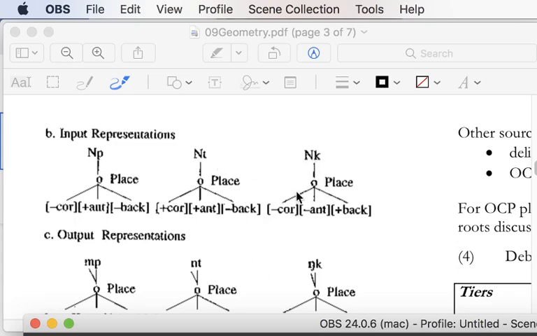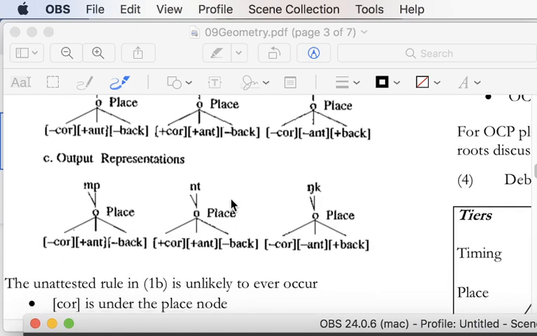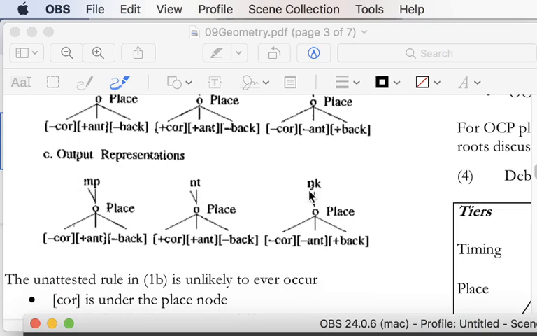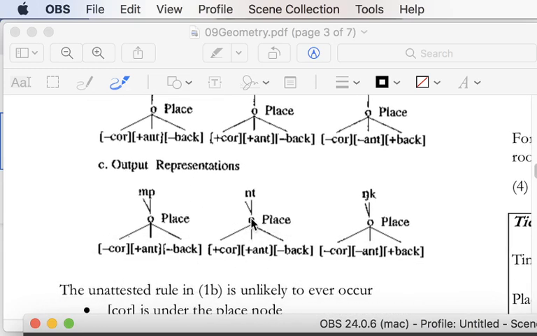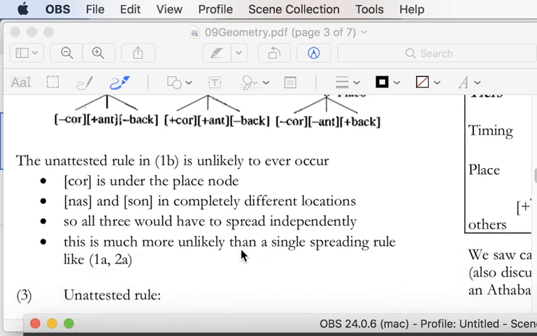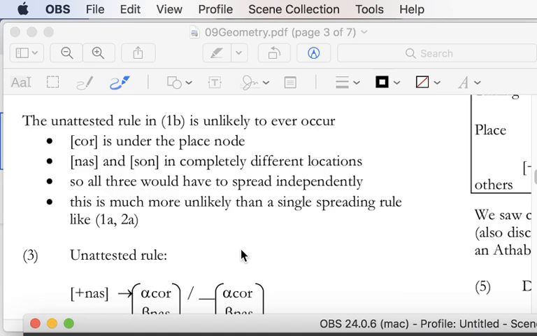And each segment here is going to have a place node that dominates or contains all of these major place features. And then once you spread that entire place node to the preceding nasal, you're going to get complete major place assimilation. Mp, nt, and nk. So it takes these inputs and turns them into these outputs by spreading the entire place node along with everything underneath it.